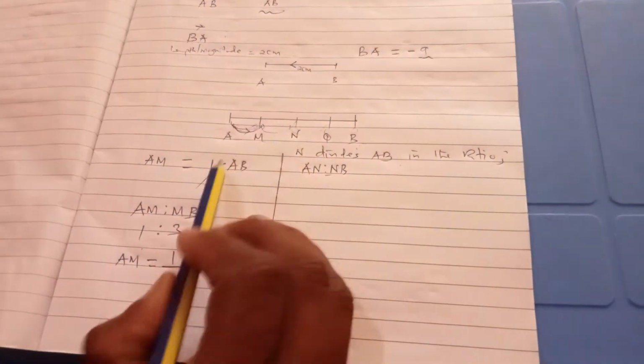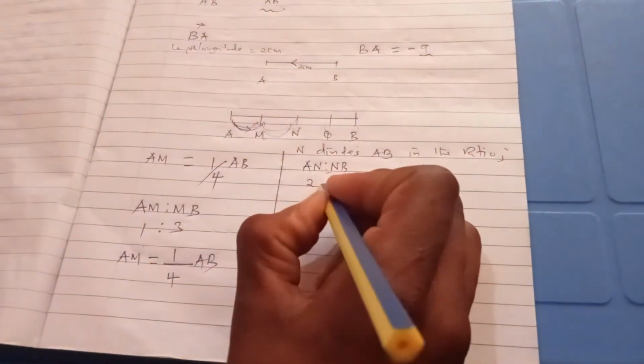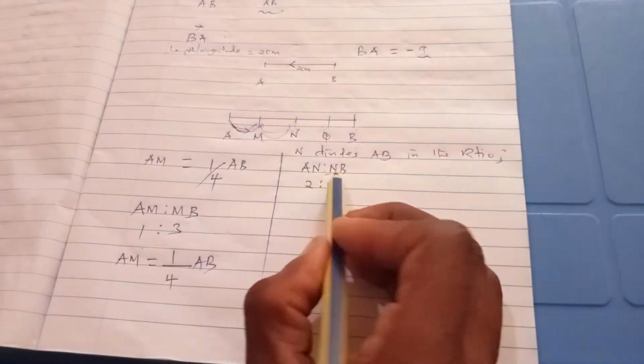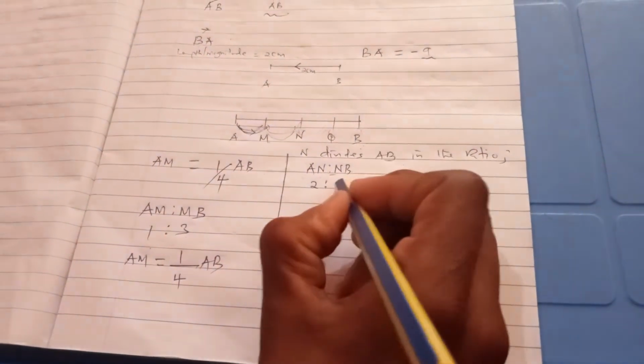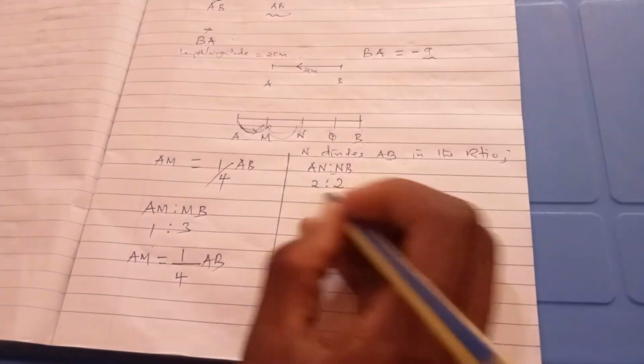Like now AN will be 1, 2. So it will be 2:2. What about NB? NB is 1, 2. So this one is also 2:2. So this is 2:2.